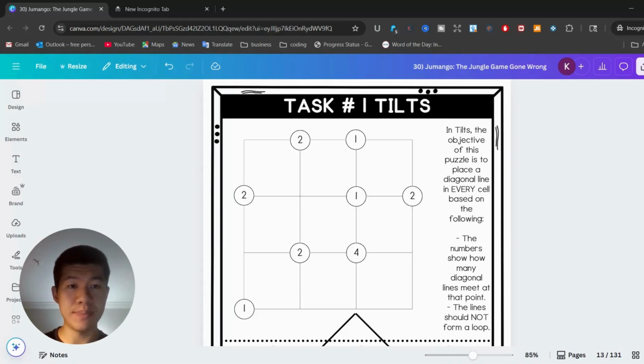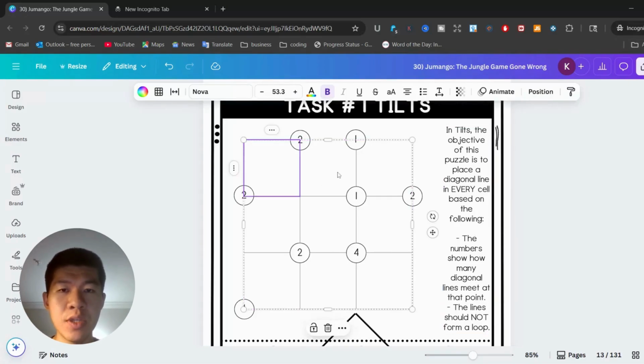The objective of this puzzle is to place a diagonal line in each cell. So in this case, there are 9 cells in total, and each cell will just have one diagonal line, and that diagonal line is going to follow the numbers here. The numbers show how many diagonals meet at this certain point.